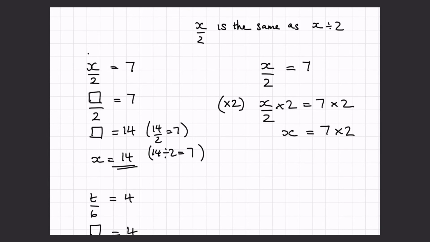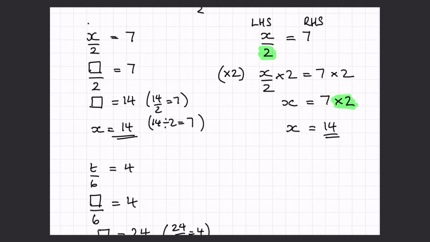Let's just pause it there. We have seen now that this 2, which is on the left-hand side of the equation, has gone from a division on the left-hand side to a multiplication on the right-hand side. And of course, x is equal to 14.